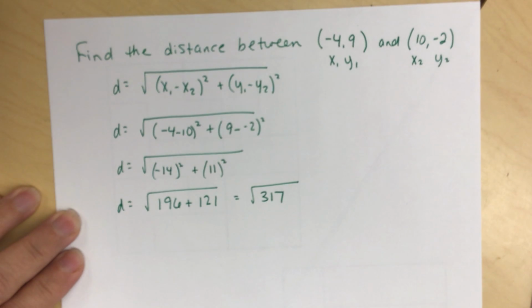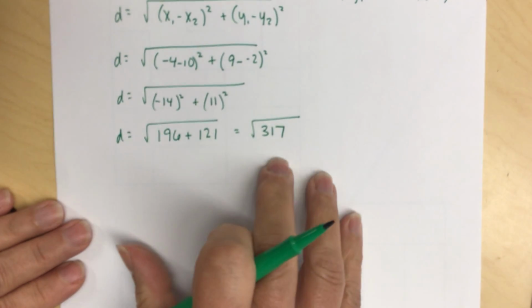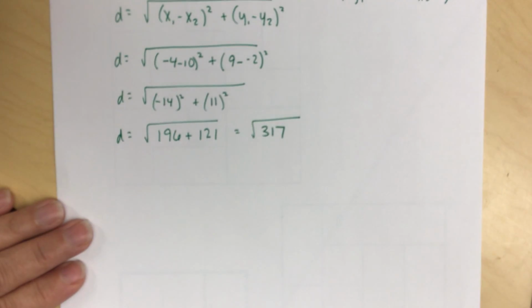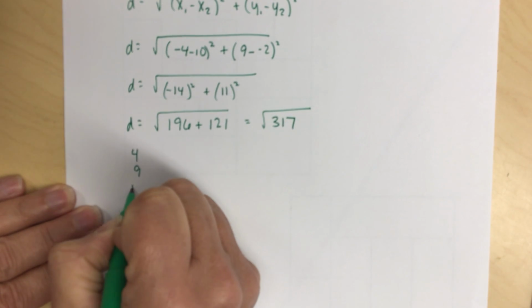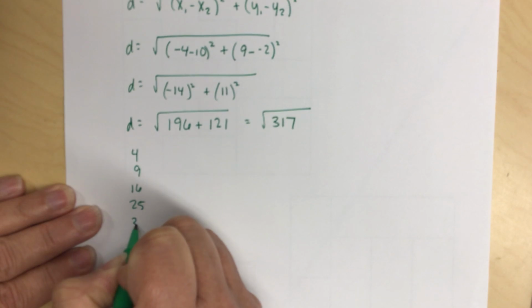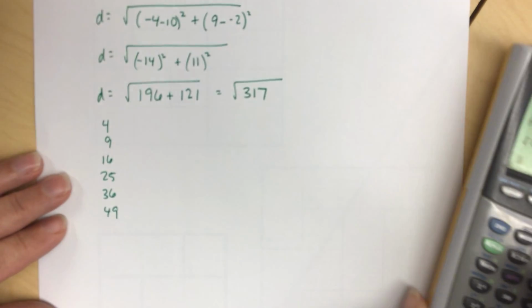So if you take the square root of 317, you get a decimal. It's not a perfect square. It doesn't come down to an integer. So you start checking your perfect squares to see if it will reduce. Perfect squares are like 4, 9, 16, 25, 36, 49, etc. So you just start dividing and checking.